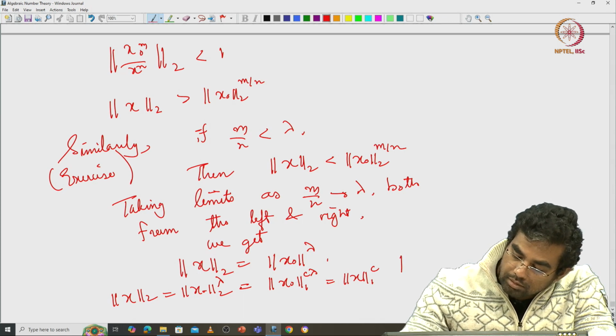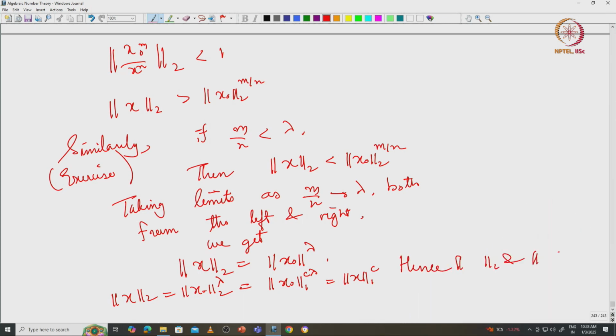Hence, the valuations 1 and 2 are equivalent. Okay. So amazing, we have proved the converse, that if two valuations give the same topology, then they are equivalent. Okay. All right.